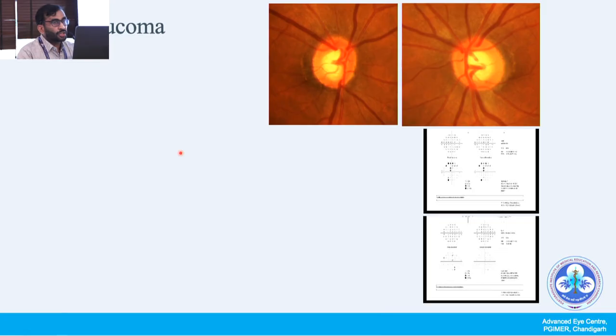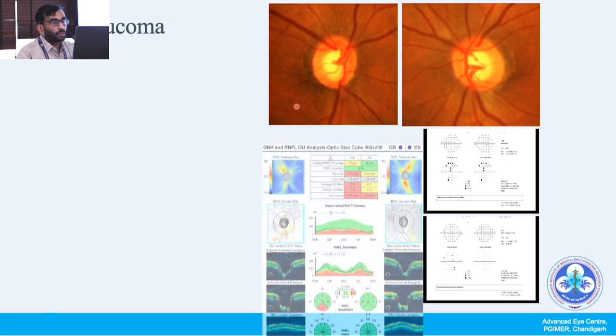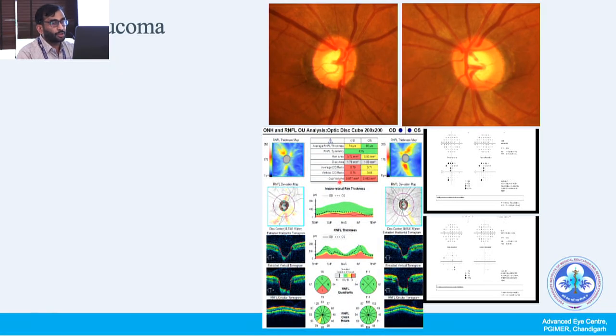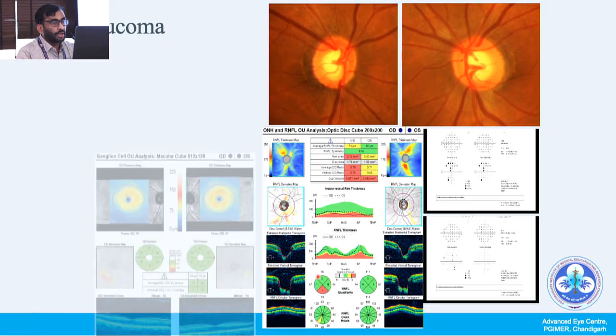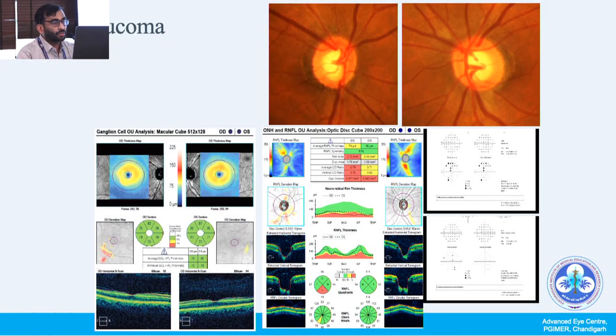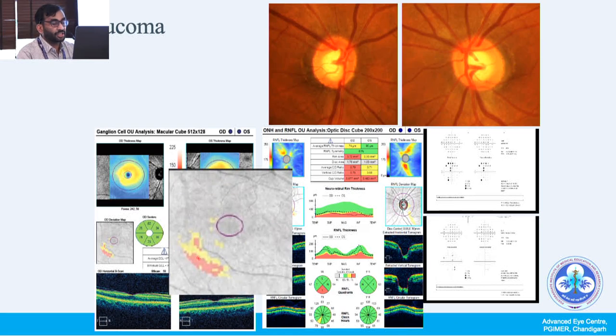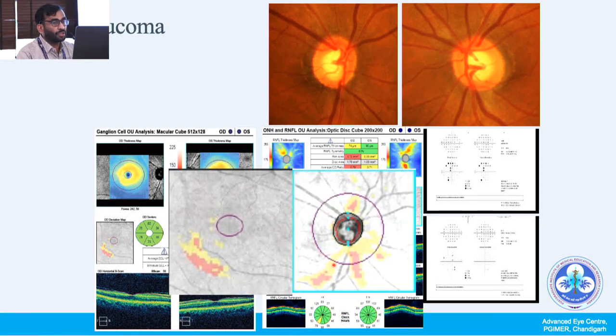In the next patient, there is, in the right eye, an inferior notch along with an inferior RNFL defect, and the OCT picked up the inferior notch very well in the quadrant map also. Temporally there is a thinning, infratemporally, which is highlighted in this picture. Temporally there are changes, and on the OCT inferiorly there is also thinning.